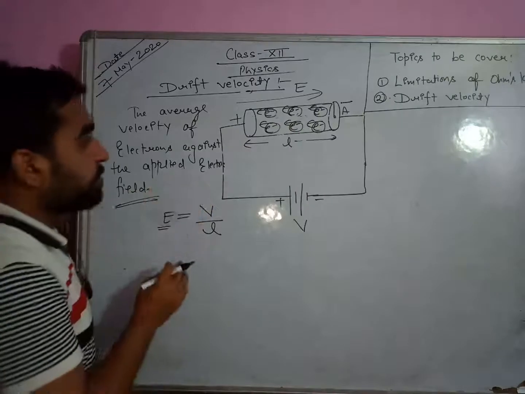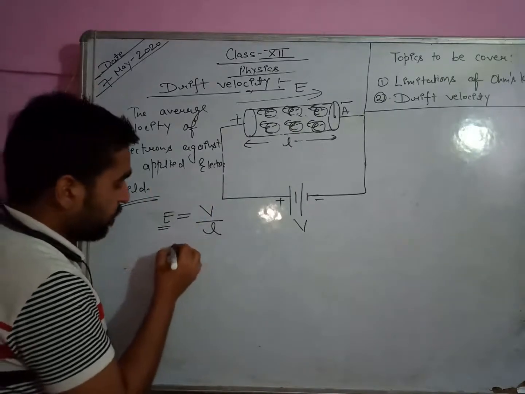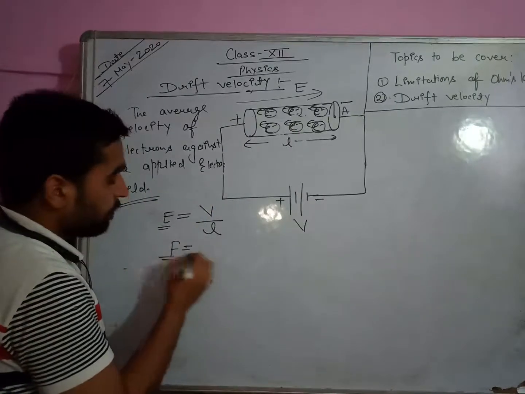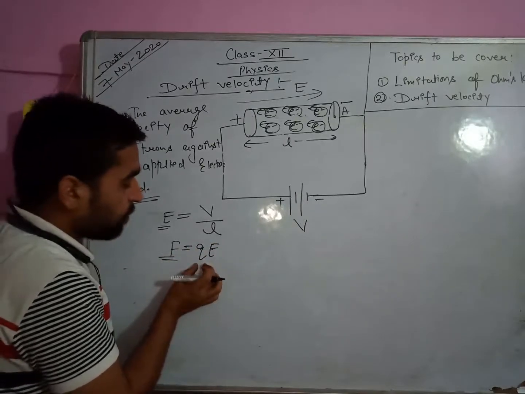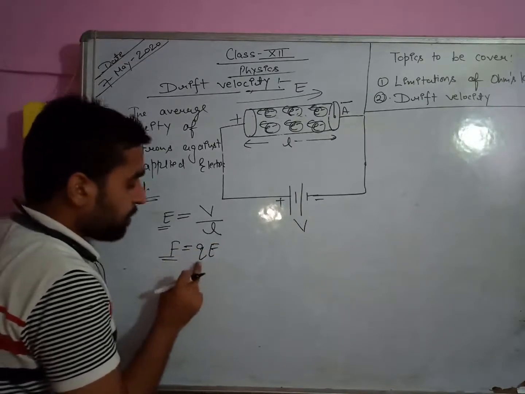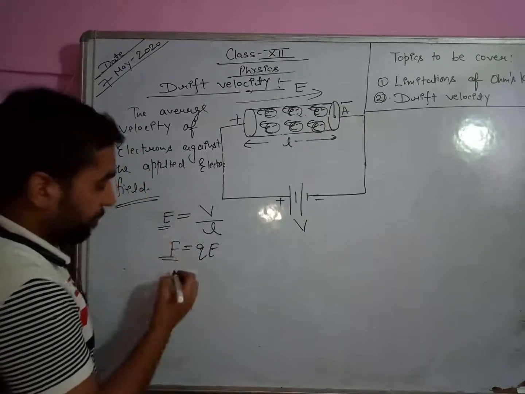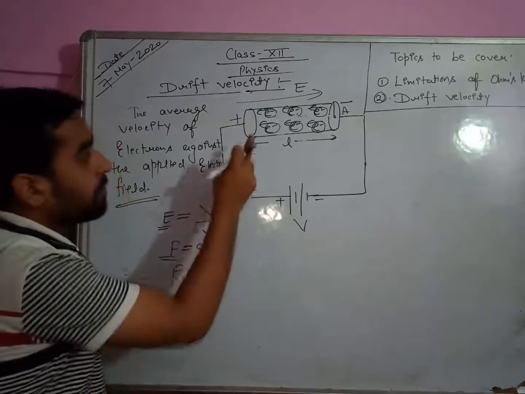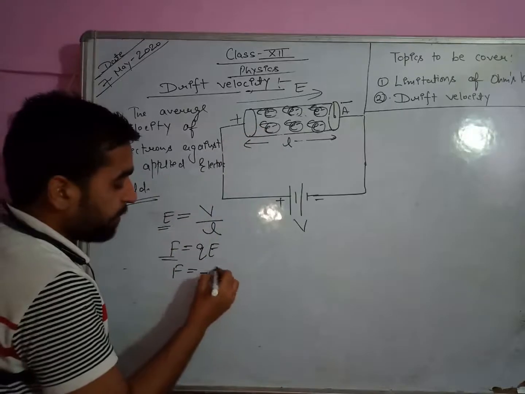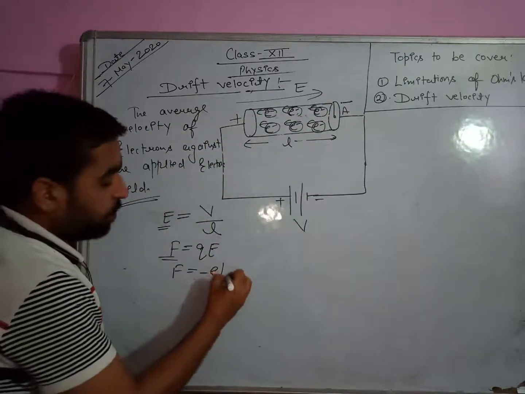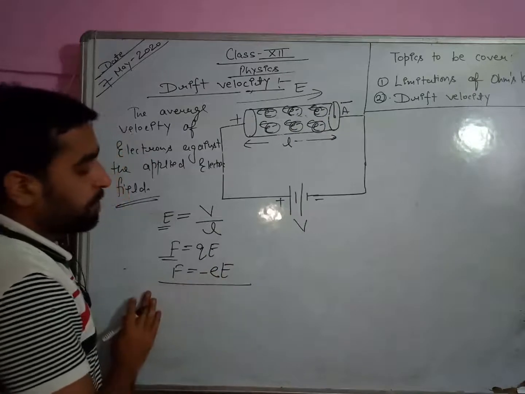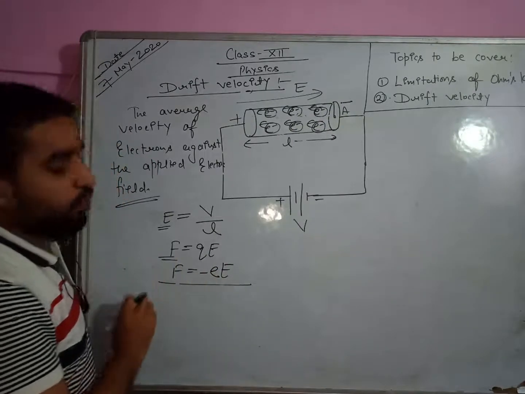So the answer is the force experienced by the electron. What is the formula for force? F is equal to Q into E, where E is the electric field and Q is the charge which we have kept. So the force experienced by the charge will be Q into E. Here the force experienced by these electrons will be minus e into E, because they are moving in the opposite direction of the field. So this is the force experienced by each electron.